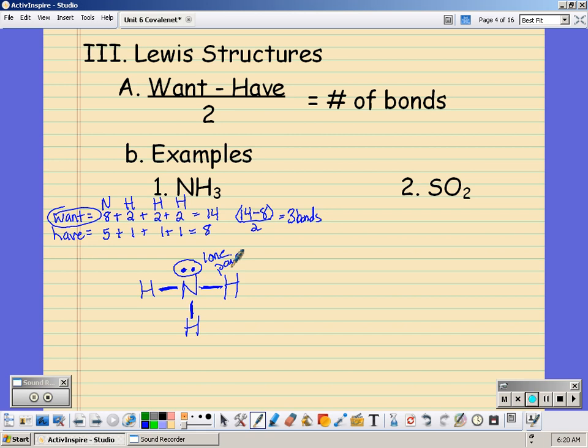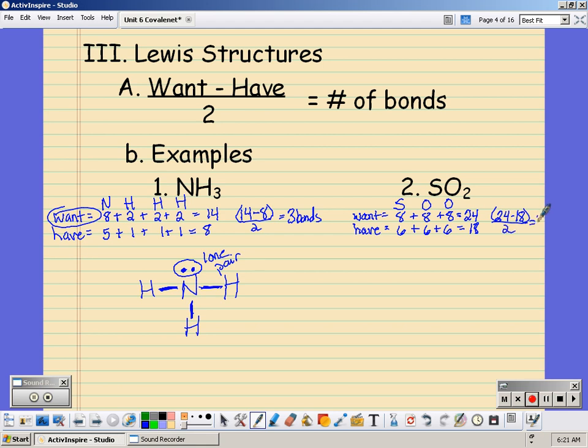Alright, if we look at SO2 for something a little bit more complicated, we have sulfur, oxygen, and oxygen. So want is the octet rule, and everybody wants 8 except hydrogen. So that gives us a total of 24. How much do they have as their valence electrons? So they're both in group 16, so they both have 6 valence electrons for a total of 18. So then we would say 24 minus 18 is 6, divided by 2 is 3. So I know that I have 3 bonds.